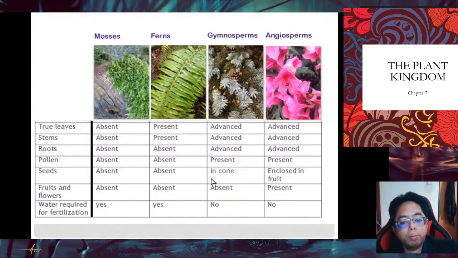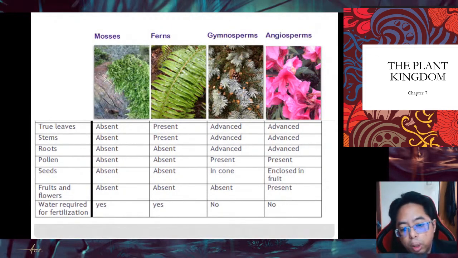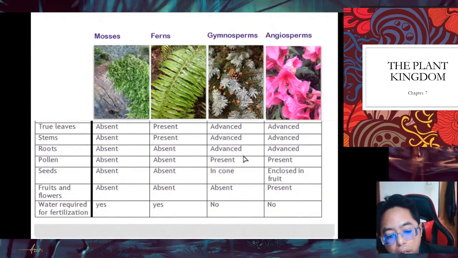Okay, so here are the differences between all four types of Plantae. You have mosses: no leaves, no stem, no root, no pollen, no seeds, no flower, no fruit, but they need water and they have green color. That's what they have. Ferns have leaf, have stem, no root, no pollen, no seed, no flower. Okay, gymnosperm, which is the naked seed. Okay, advanced leaf, advanced stem, advanced root, have pollen, seeds in cone, but no fruit or flower.